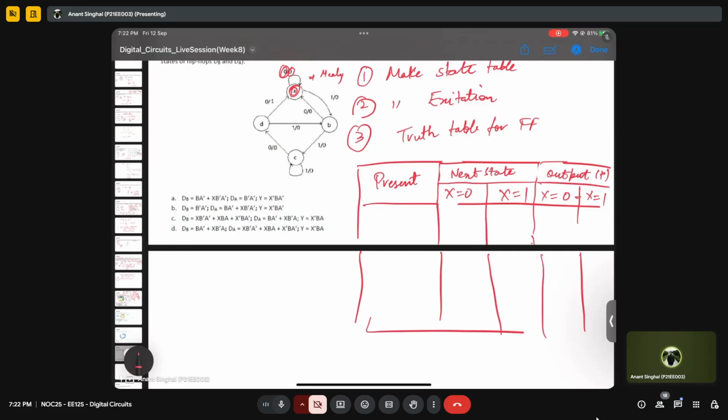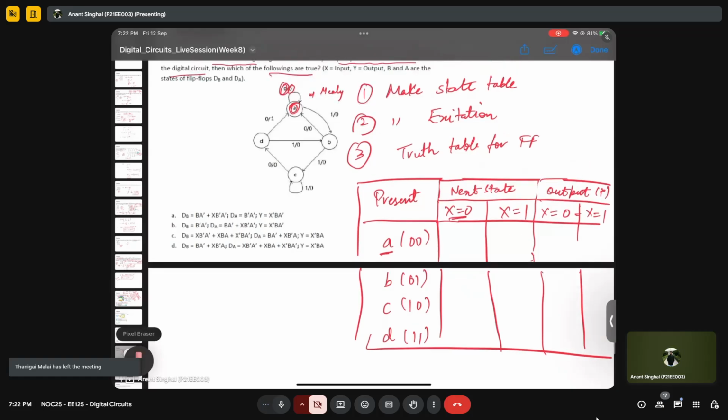So let me try to explain it. What do I mean by that? Let's say the present state can be A, B, C, or D. There are 4 states here, which is nothing but 0 0, 0 1, 1 0, and 1 1. So please pay attention here. When the present state is A and the input is 0, the output is 0 and the state comes back to A, right? So when the present state is A and the input is 0, the next state will also be A and the output will be 0.